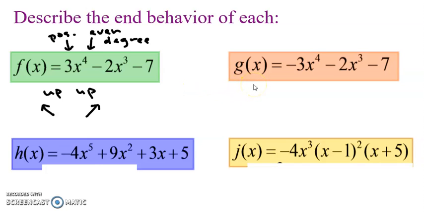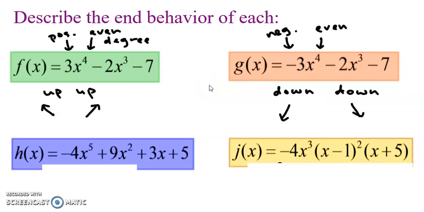For this g of x function, we've got very similar, but now our leading term has a fourth degree, but negative leading coefficient. So now again, I can think of a parabola that has a negative leading coefficient. That means it's flipped down. So then this polynomial is going to have end behavior that is down, down.